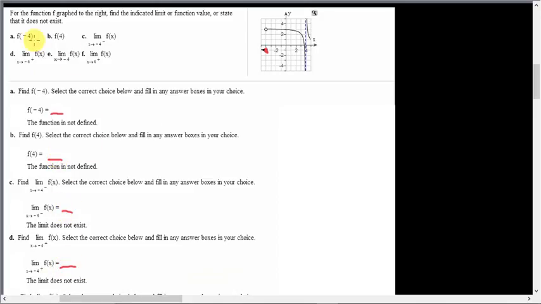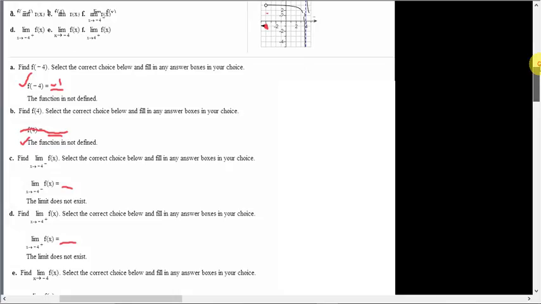Alright. So -4. 1, 2, 3, 4. X is -1. Okay, yeah. So it does exist, or it is defined. Alright, select the correct choice. F of 4, 1, 2, 3, 4. It doesn't exist. This is what you call a vertical asymptote. And we'll see when it goes this way where it leads, when it goes this way where it leads. So this function is not defined at 4.